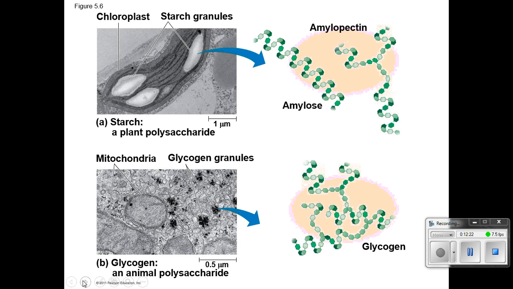This shows some pictures of some carbohydrates: amylose, amylopectin, glycogen. These are some microscopic pictures, as well as what the actual molecular structure looks like, although they're very simple drawings.